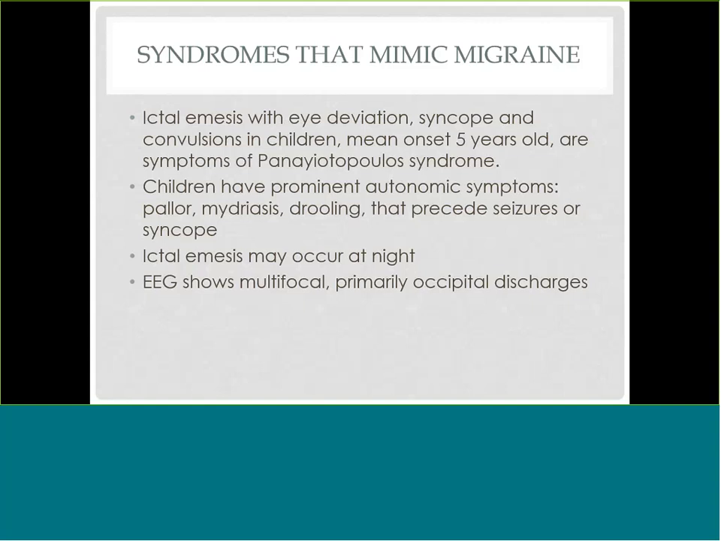Children during an attack appear stressed. They have prominent autonomic symptomatology. They look pale. They may have dilated pupils. They drool. And these autonomic symptoms can immediately precede the episode of loss of consciousness. These episodes of vomiting often occur at night, and therefore if you have migraine patients who primarily have nocturnal events, you should consider this syndrome. One of the ways of documenting the syndrome is to obtain an EEG. The EEG shows multifocal epileptic discharges, but the discharges occur primarily in the occipital regions.